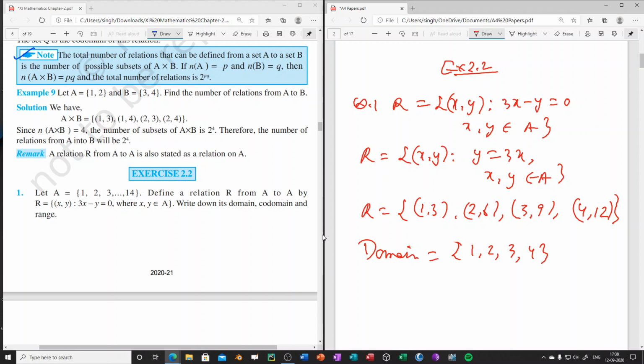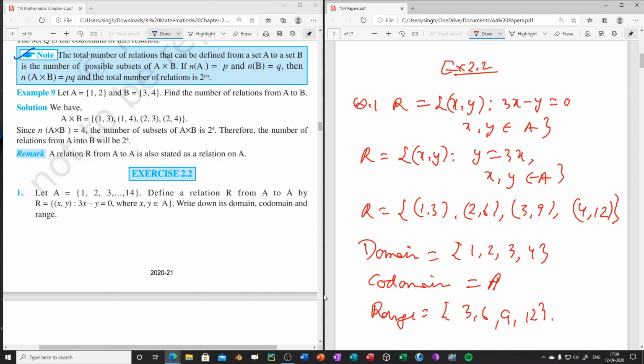Then codomain. Codomain is nothing but the whole set. If a relation R is defined from set A to A, or from A to B, then the second set will be the codomain. Here the relation is defined from A to A, so the codomain will be A. Then range. Range is nothing but the collection of all the second elements of the ordered pairs. So that is 3, 6, 9, 12. So range will be the set containing the elements 3, 6, 9 and 12.